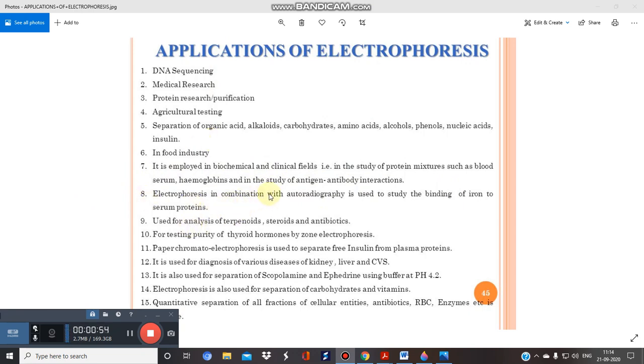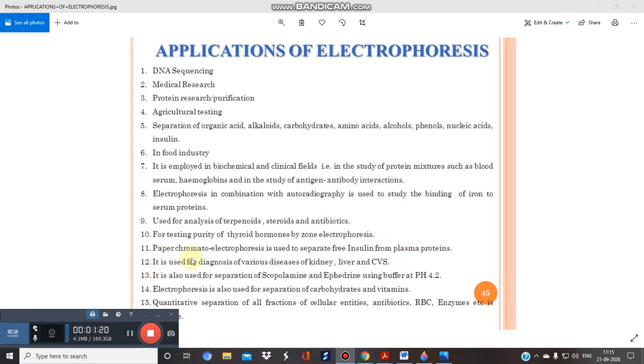It is also used in combination with autoradiography, which is used to study the binding of iron to different serum proteins. It is also used for the analysis of terpenoids, steroids, and antibiotics, also for testing the purity of thyroid hormone by zone electrophoresis. This is very, very common. Paper electrophoresis is used to separate free insulin from plasma protein.